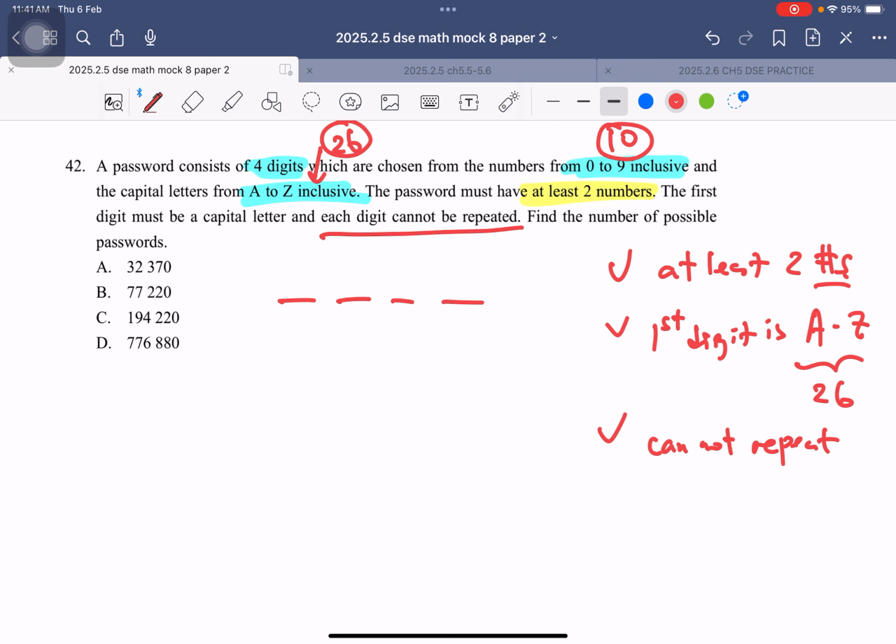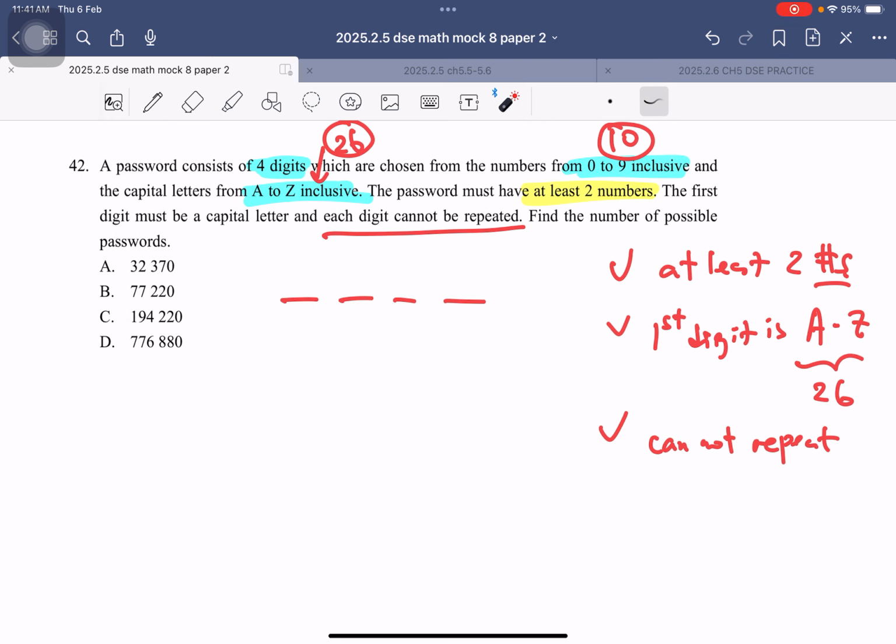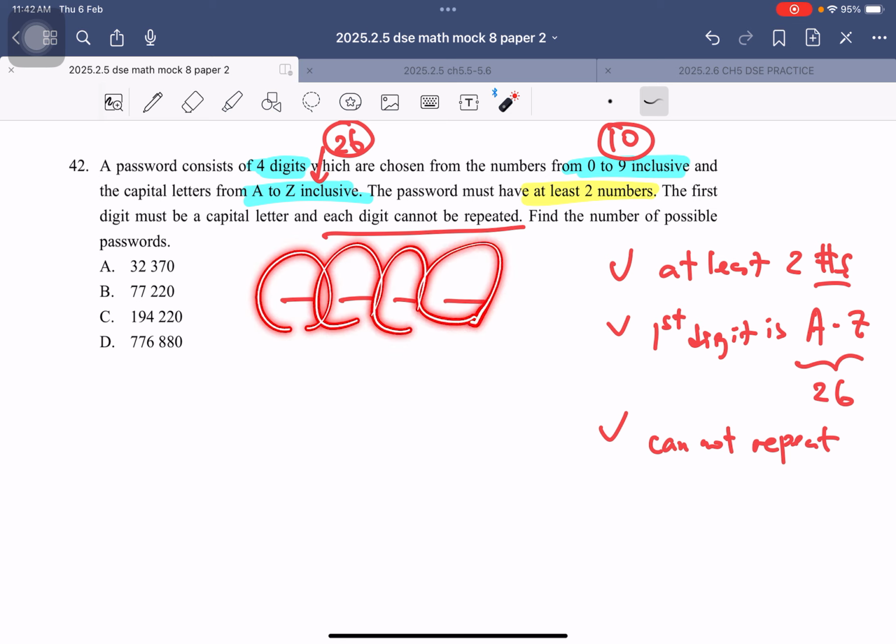So let's think about it in this way. For each of the digits, we think about how many combinations there are. How many choices are there? And then we use times or plus.